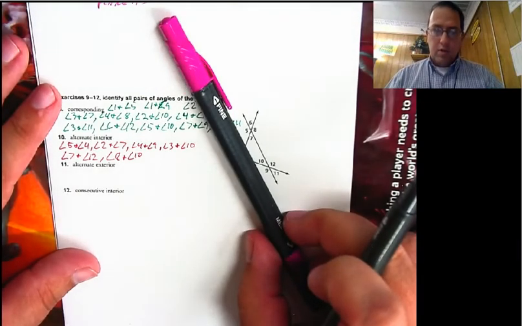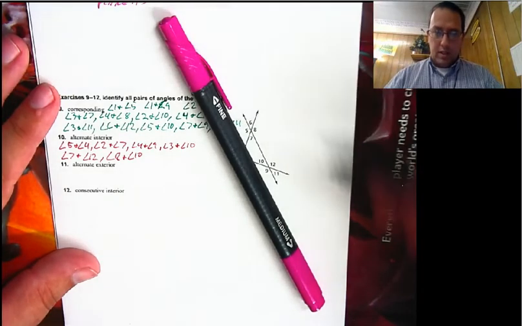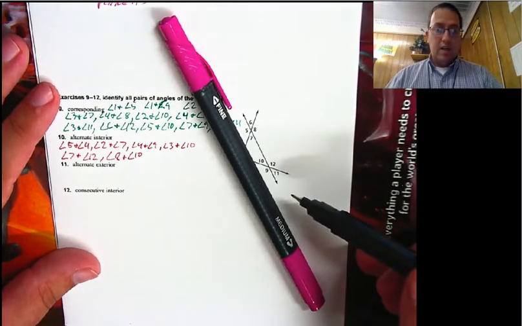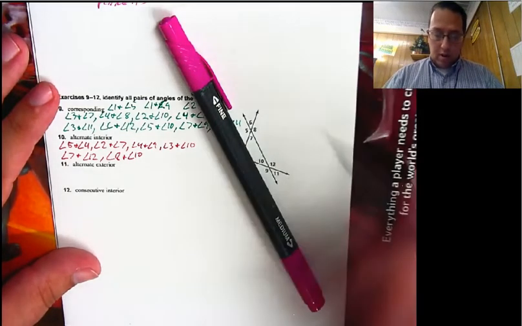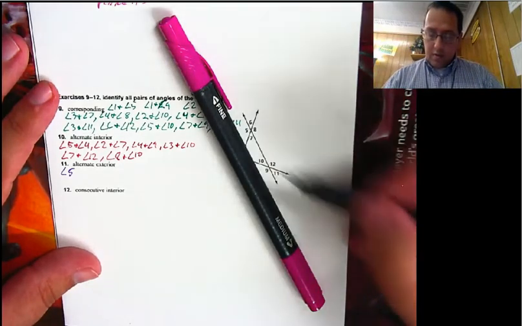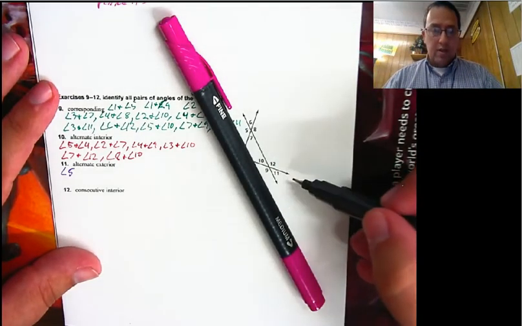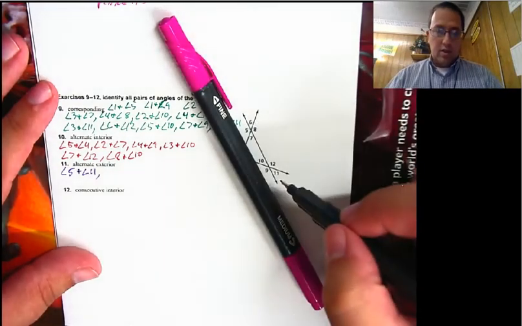So exterior, we want the angles on the outside of the two lines. So over here we want 5 and 6. Over here we're looking at 9 and 11. And so angle 5 is going to match up with one of them. It'll be the one on the opposite side of the transversal. So that would be number 11. And then 6 with 9.